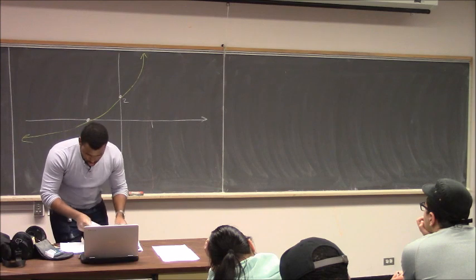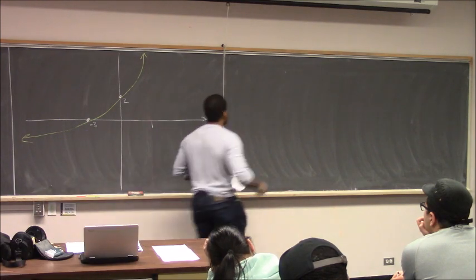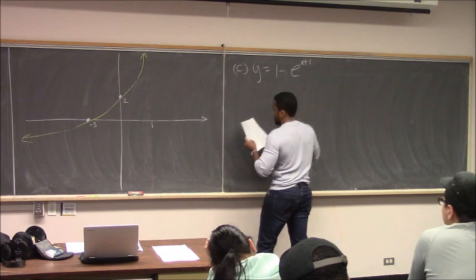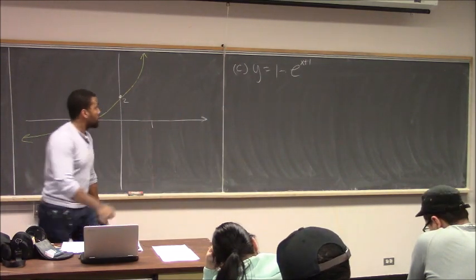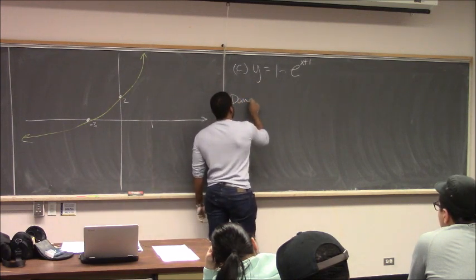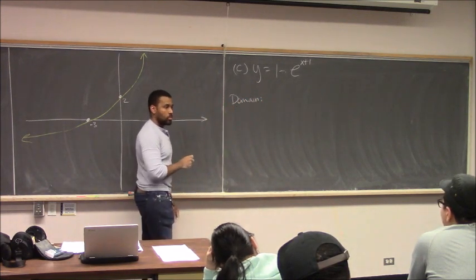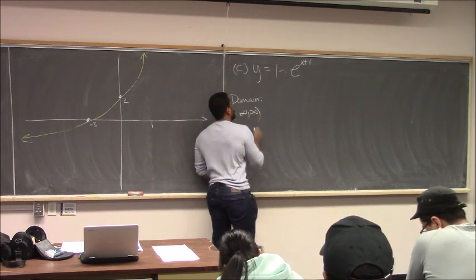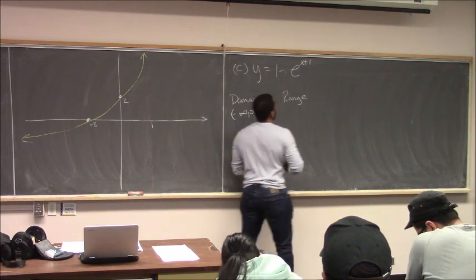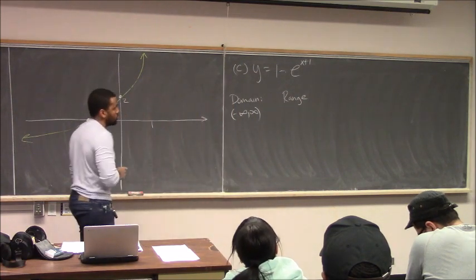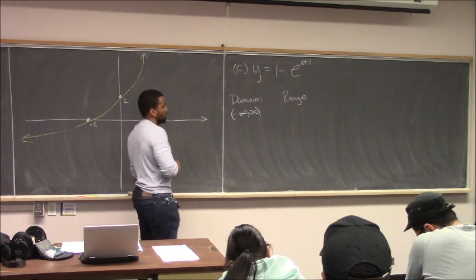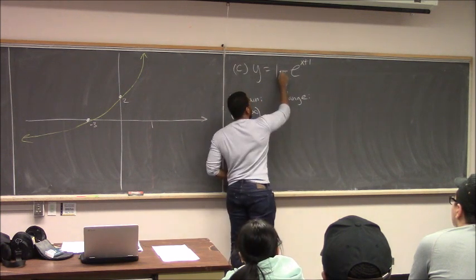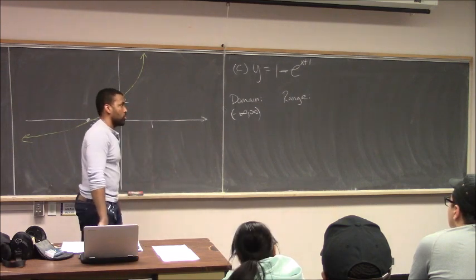Let's try, what was the other one? C. Okay, domain. All real numbers. Range. This one's not that easy because it kind of flipped on me, multiplied by a negative. What does that mean?